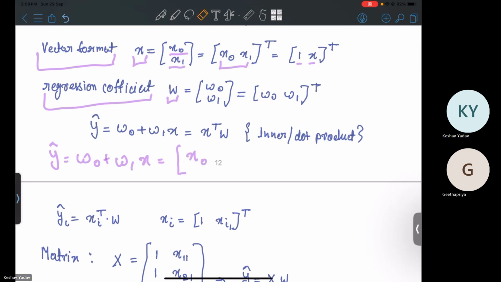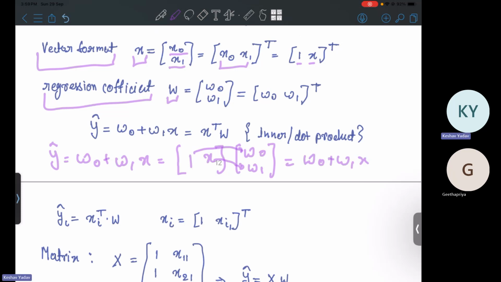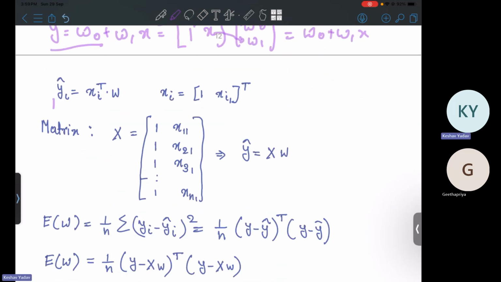This can be represented as [1, x] with [W0, W1], an inner product. If you take it, it will be equal to what? This is multiplied by this, and this is multiplied by this, and summed. So W0 plus W1 x. So any y i hat can be represented as xi transpose multiplied by, inner product, W. Here xi is [1, xi of 1].